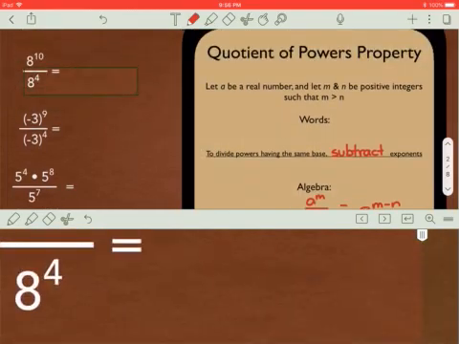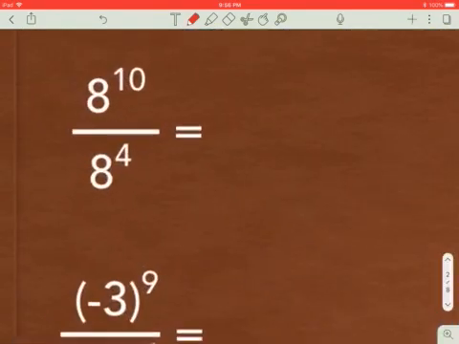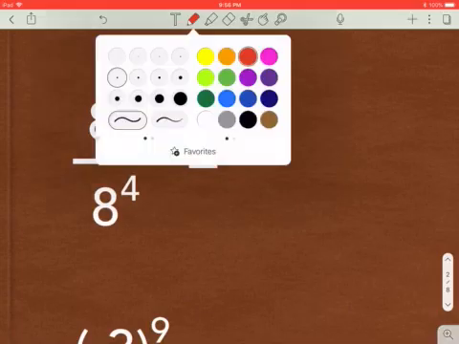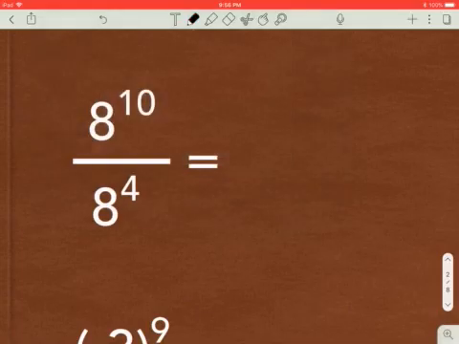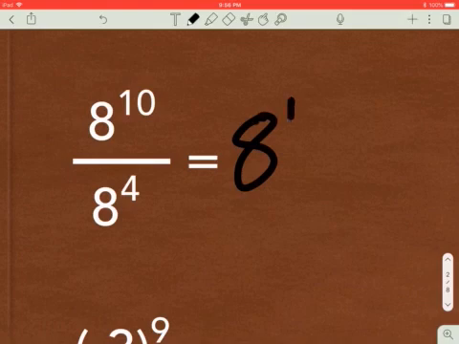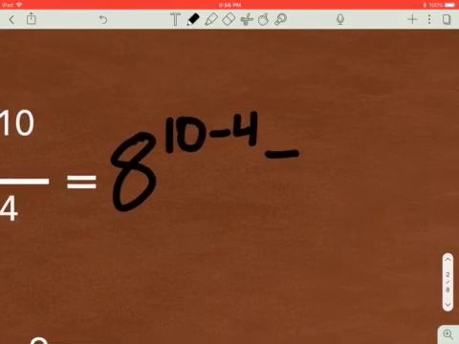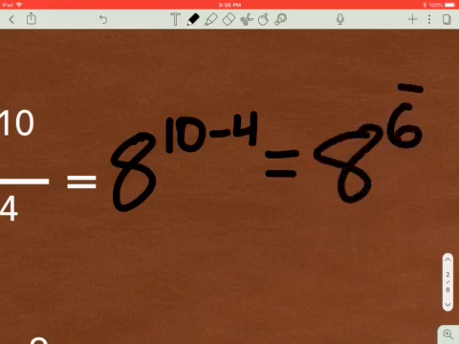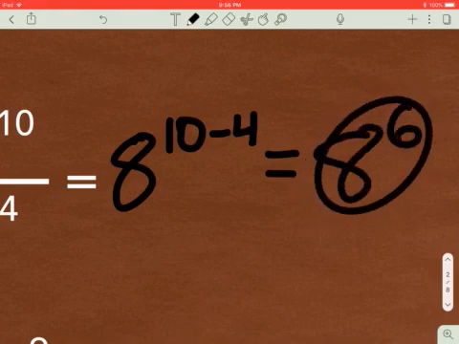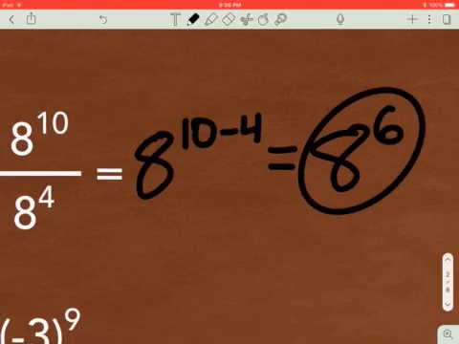So if I go up here and look at some of these examples, I'll zoom in now. If I have 8 to the 10th over 8 to the 4th, that is the same as 8 to the 10 minus 4, or simply our answer would be 8 to the 6th. Okay?